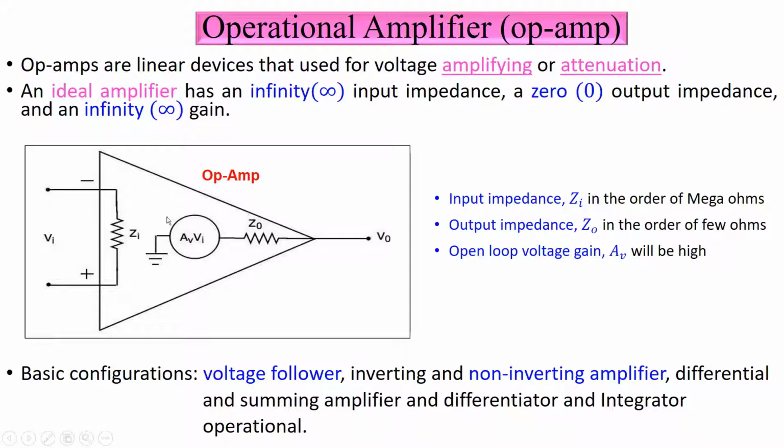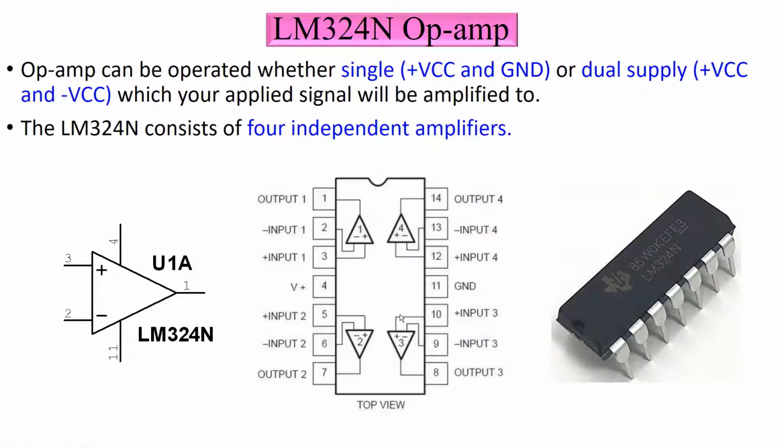You can use this op-amp, or this device, for basic configurations such as voltage follower, inverting, non-inverting, and so on. Overall, it depends on your application. So this is the type of op-amp that you can use. It's an IC, an integrated circuit. Right now we use the LM324N. It can give you 4 outputs, that means you have 4 sets of input, and also 4 sets of output.